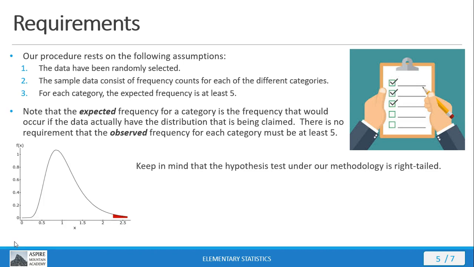Keep in mind, our hypothesis test for goodness of fit will always be a one-tailed test on the right. So we're always going to have a right-tailed test, where we have our region of rejection defined as the test statistic bounding that tail, and then the area is going to be the p-value.